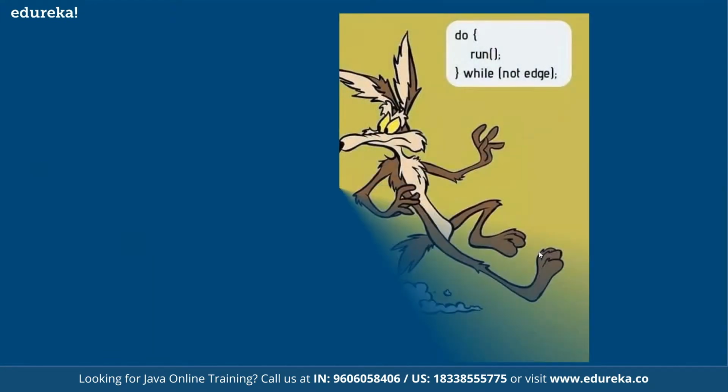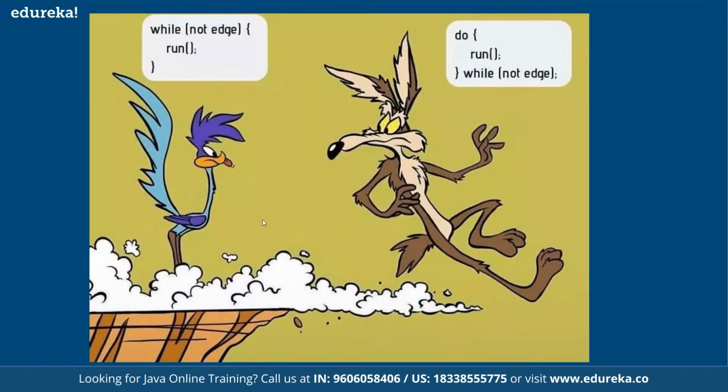Now, to give you an animation of the difference between while and do while: in a while loop, while not at the edge, you're going to run, so you stop right before the edge. But in the scenario of the do while loop, it's like first run, then check for the edge. So this is the difference. This is the clear animation which depicts the difference between the while loop and the do while loop in the Java programming language.